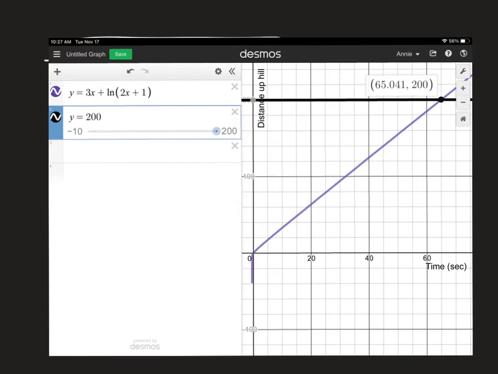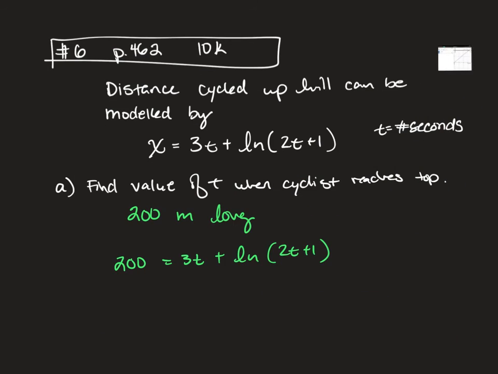So here's our answer for that first bit, which is a little bit after 65 seconds. So it's about 65 seconds to reach the top. Okay, cool.